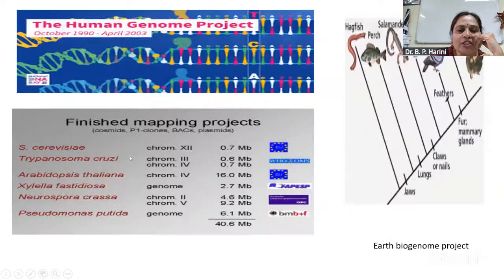With the finish of the Human Genome Project, which started in October 1990 and ended in April 2003, a lot of mapping projects followed on this timeline, done with Cerevisiae, Trypanosoma cruzi, Arabidopsis thaliana, Neurospora crassa, and Pseudomonas putida.